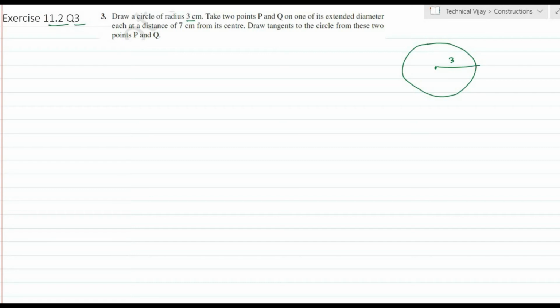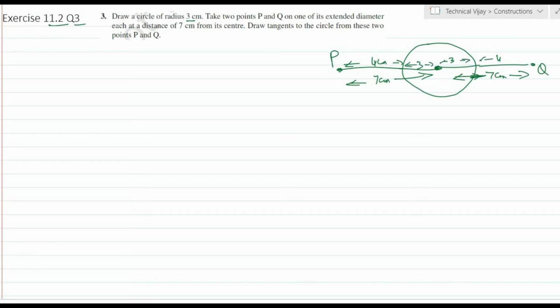Okay, so we have to take 2 points on one of its extended diameter. So here this is the diameter and here this is one point. Each at a distance of 7 centimeter from its center. So from this, here this is 7 centimeter, and here also from this it is 7 centimeter. This is Q. Okay, so from the center, this is 3, so this will be 4. This is also 4 centimeter from this to this one. This is the radius.